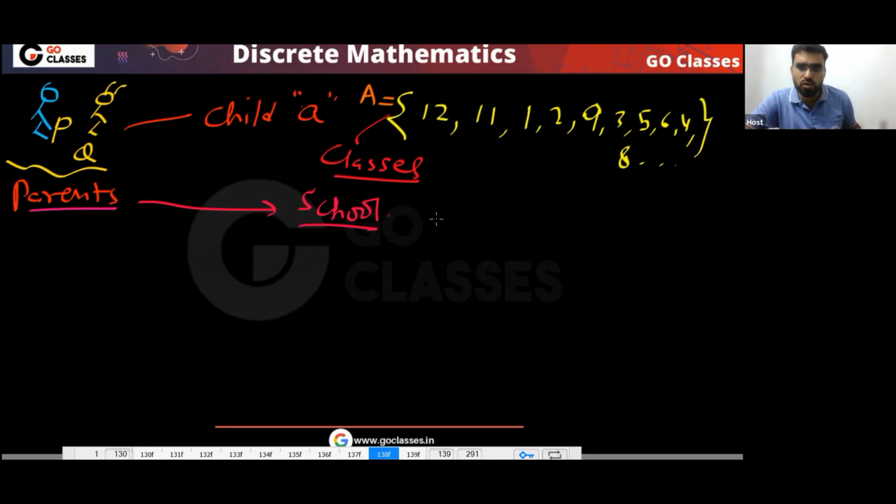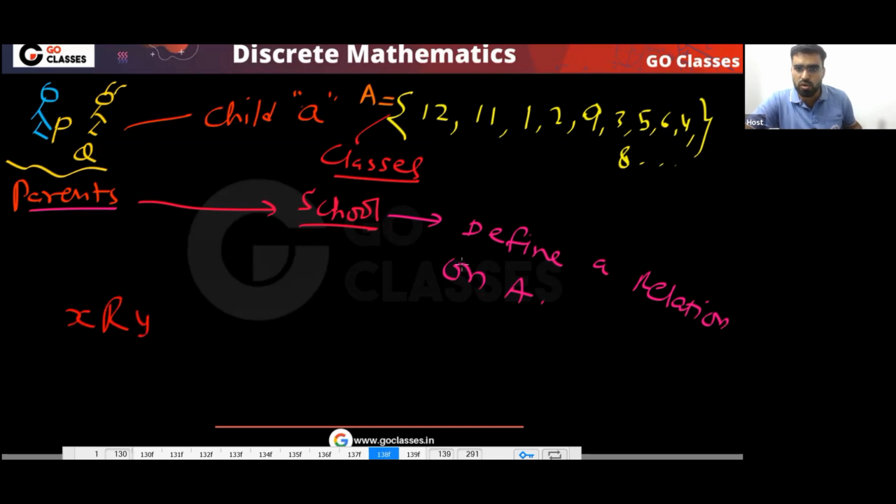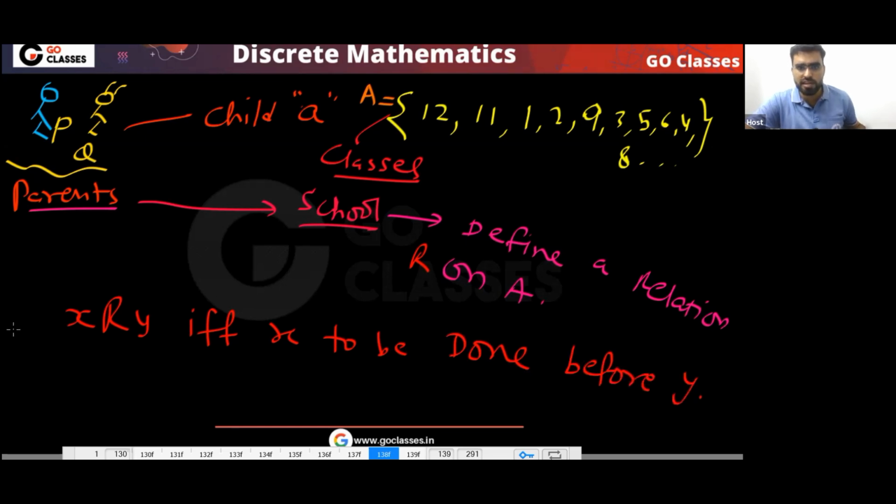Then what will this school do? The school will define a relation on this set A. They will define a relation R on set A like this: X is related to Y if and only if X is to be done before Y. So this is the idea.